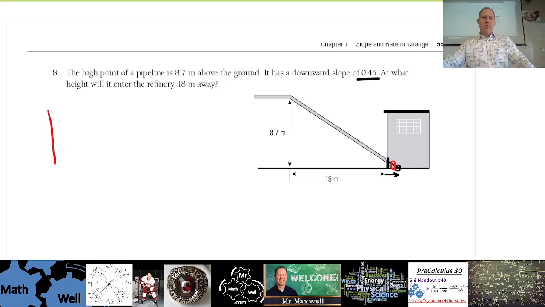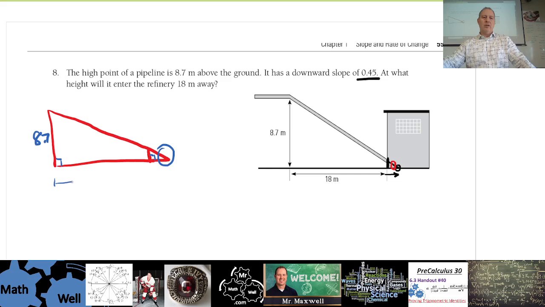So we actually have really similar triangles happening here. You see? So similar triangles where this angle is the same as this angle, and this angle is the same for both the big and the little. So, okay. Guess what? We know this is 8.7.